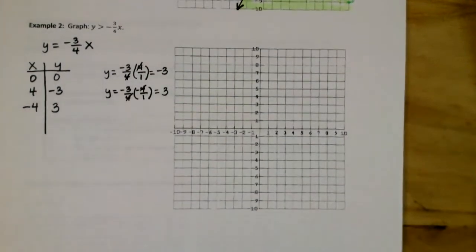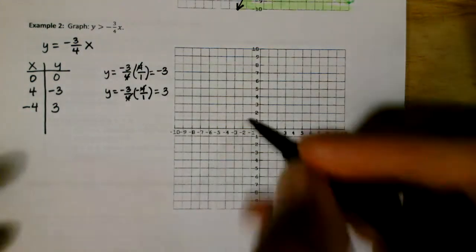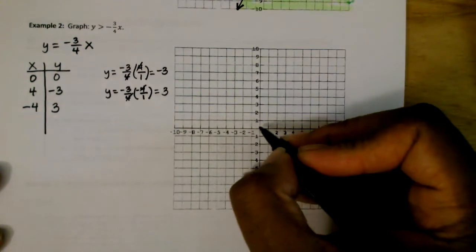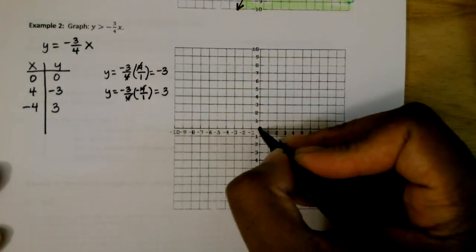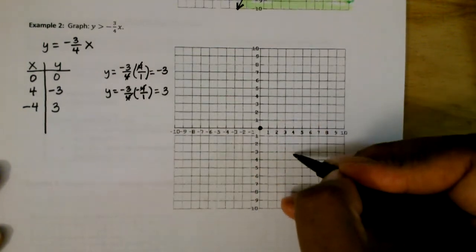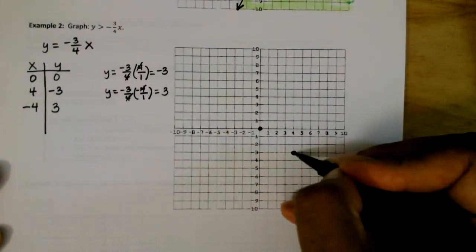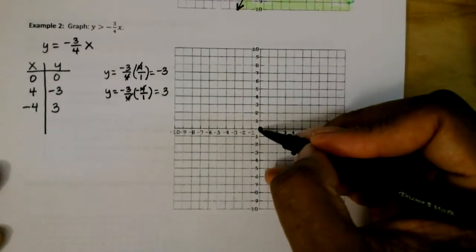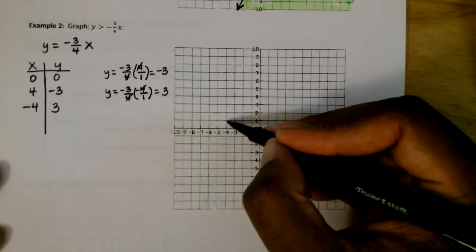So here's some points that we can use here: 0, 0; 4, negative 3; and negative 4, 3. So I'll plot those on the coordinate plane. Here's 0, 0. 4, negative 3 will be to the right 4 and down 3. Negative 4, 3 will be to the left 4 and up 3.